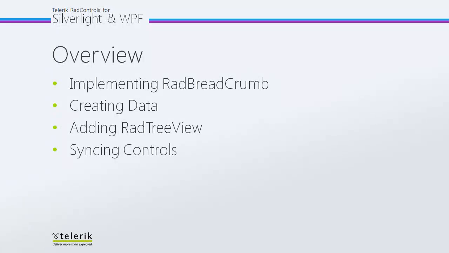As explained in the overview page, first we're going to be implementing ourselves a RadBreadCrumb. Then we're going to go ahead and create some data. This is going to look pretty familiar if you've watched some of the other videos, so we're going to breeze right past that to get to the point where we're adding a RadTreeView. After that, we can see that we have data displaying in both RadBreadCrumb and RadTreeView, so the last step will of course need to be syncing up the controls so that what you do in one control is reflected in the other.